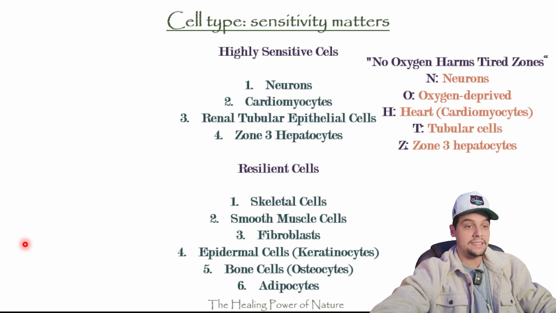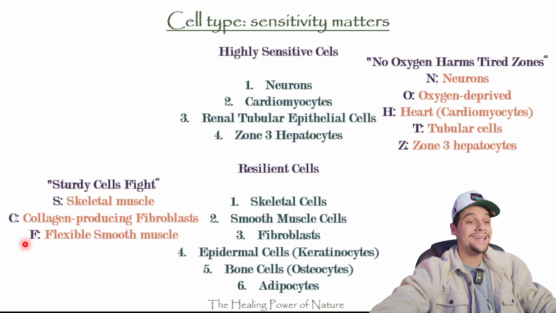So, a mnemonic to make this even easier: "No oxygen harms tired zones." N for neurons, O for oxygen deprivation, H for heart, T for tubular cells, and Z for zone 3 hepatocytes. Mnemonic for resilient cells: "Sturdy cells fight." Skeletal muscles, collagen-producing fibroblasts, and flexible smooth muscles. These are just general, but it allows you to get a firm understanding.